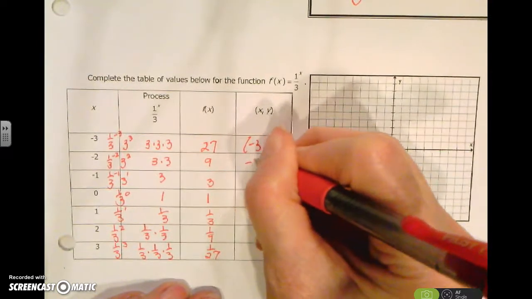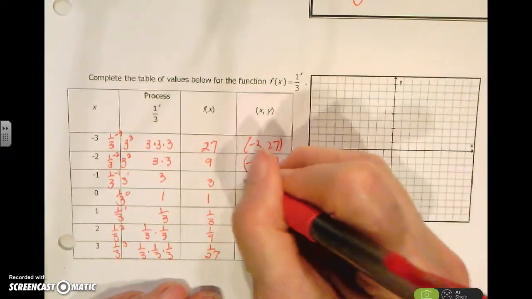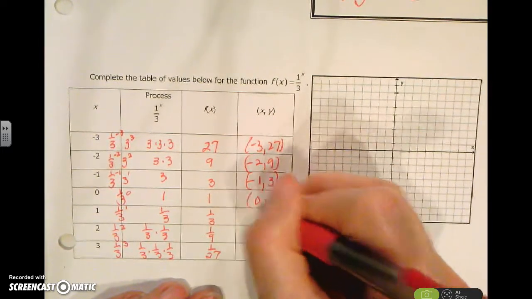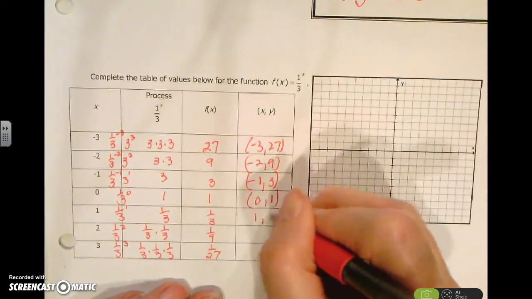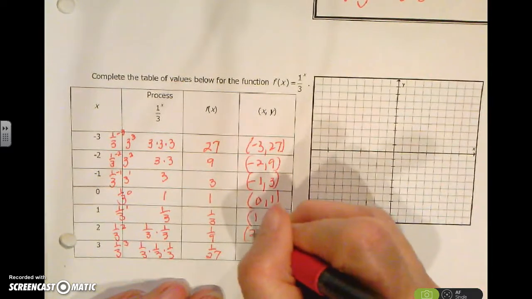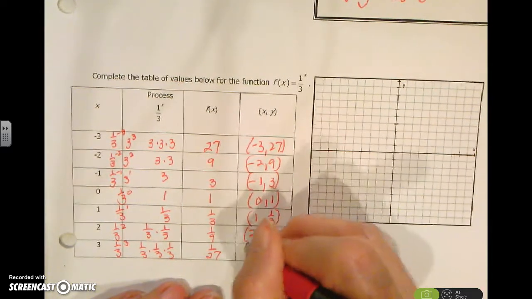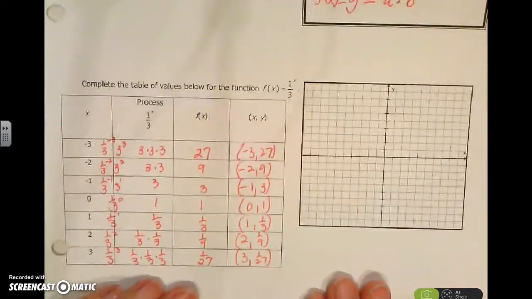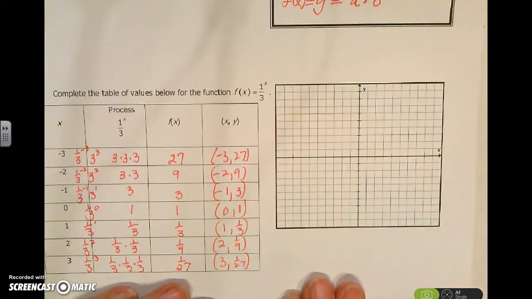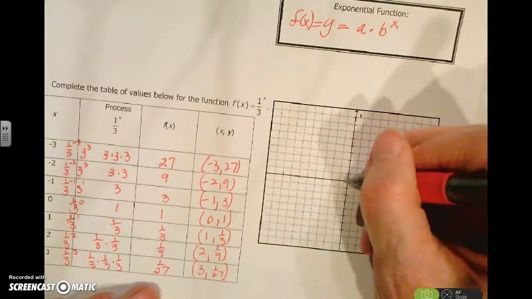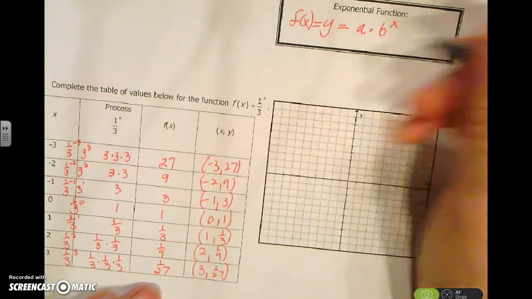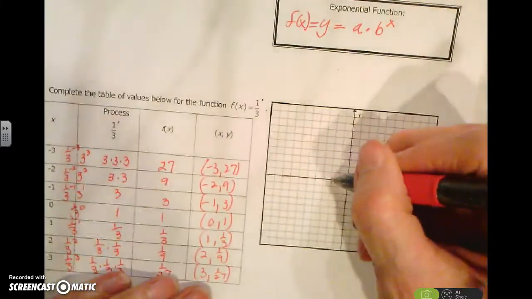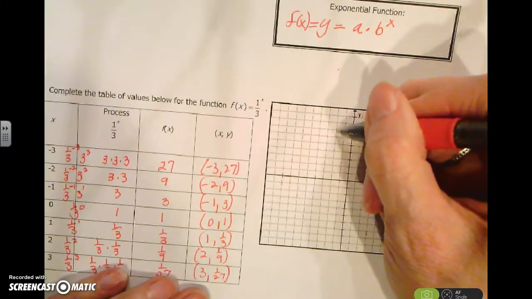Our ordered pairs: -3, 27; -2, 9; -1, 3; 0, 1; 1, 1/3; 2, 1/9; and 3, 1/27. So let's take a look and see what that's going to look like on our graph when we plot our points. So we have -3, and then that 27 again is way off the chart. So then we'll go to the next one, which is -2, and 1, 2, 3, 4, 5, 6, 7, 8, 9.